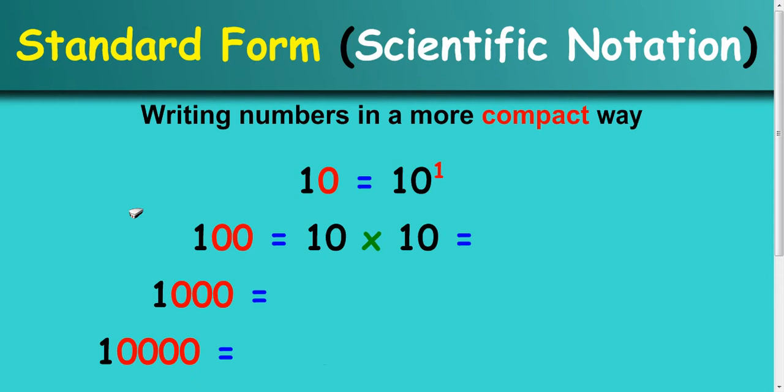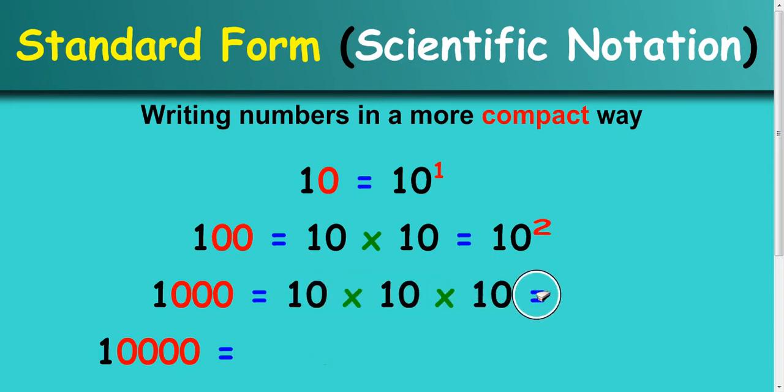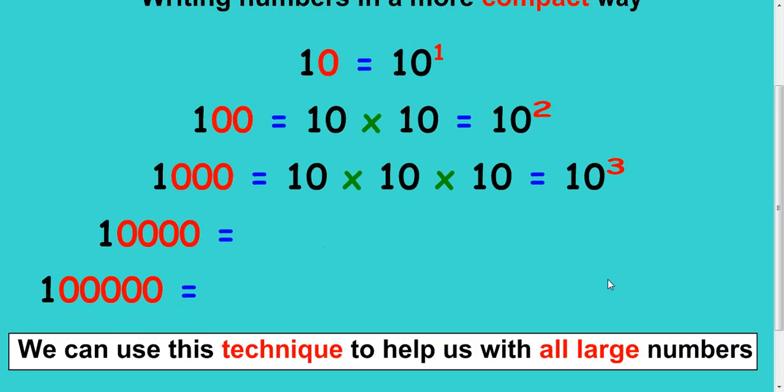So let's look at how we can write really large numbers in a compact or smaller way. And the way to do this is to use powers. You've seen powers before. Now we can rewrite 10 as 10 to the power 1. 100 can be shortened down to 10 times 10. We should know that means 10 squared. 1,000 can be written as 10 times 10 times 10. That can be said to be 10 cubed. And this process continues and continues.